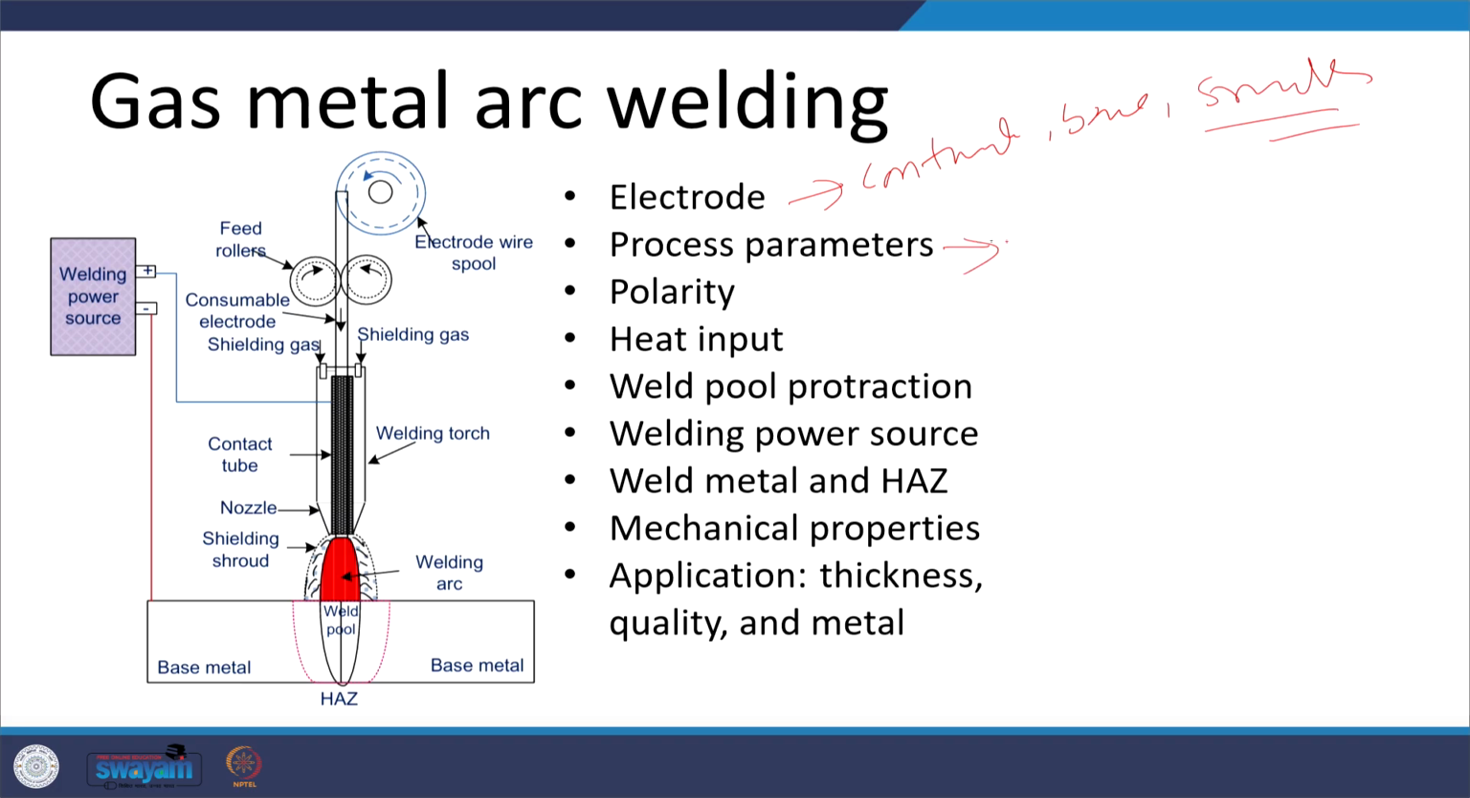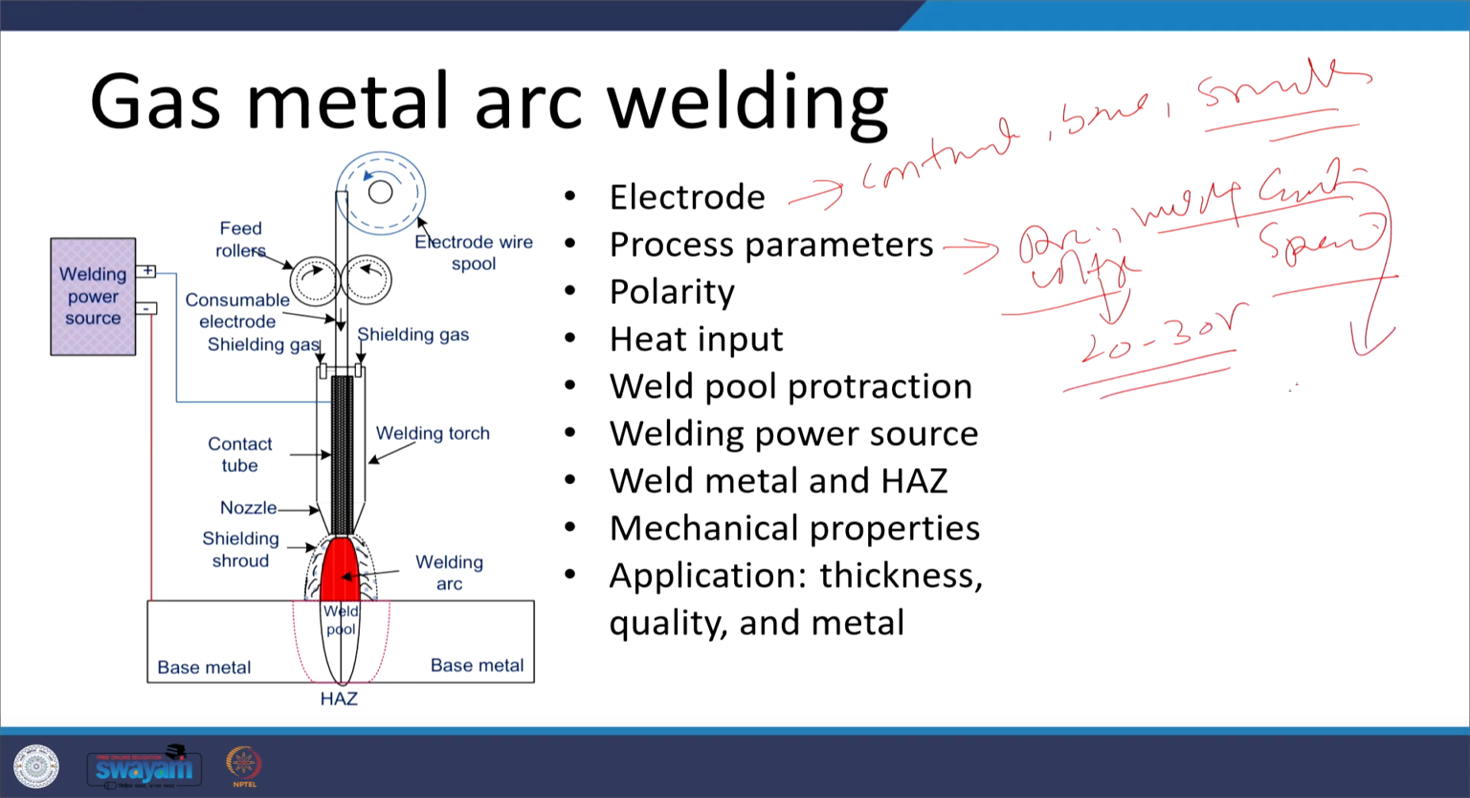The arc voltage, welding current, and welding speed are the three process parameters. These need to be adjusted considering the type of the electrode metal. We can use a suitable arc voltage of 20 to 30 volt. The welding current as per the need, say 100 to 500 ampere, and the welding speed is say 50 to 200 mm per minute.